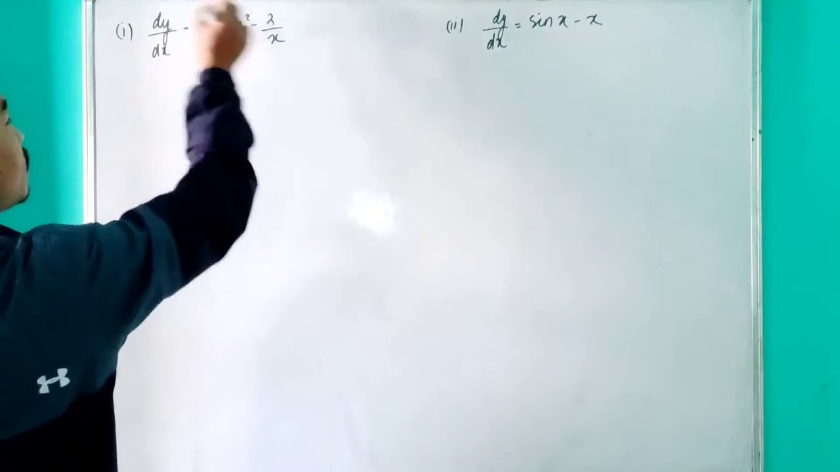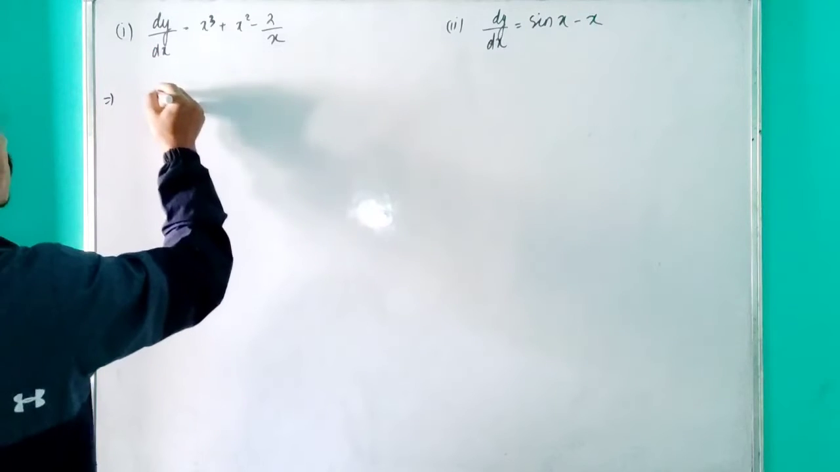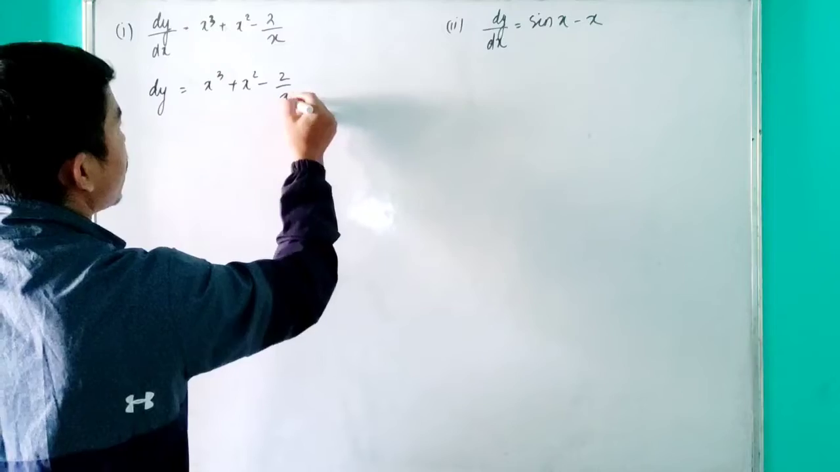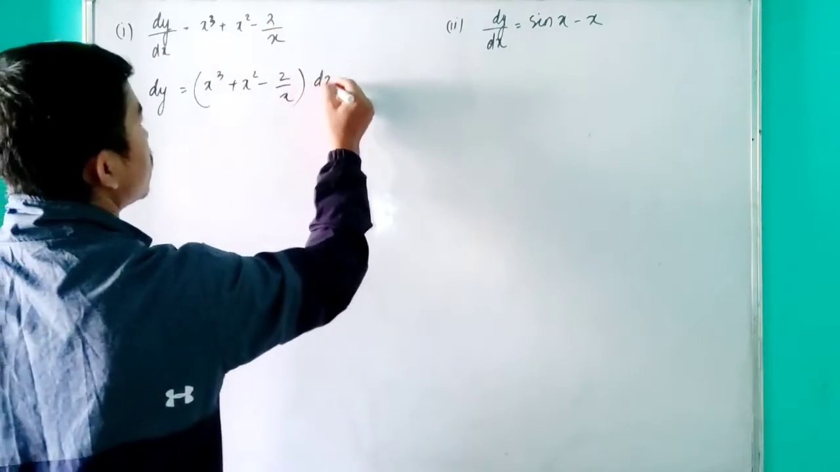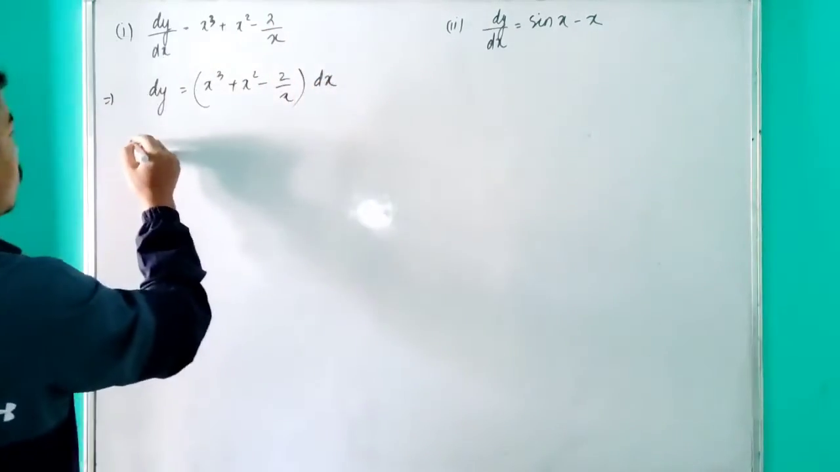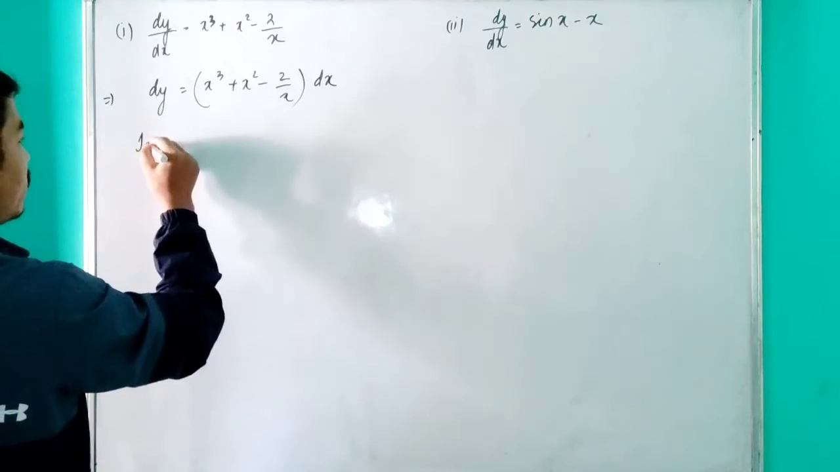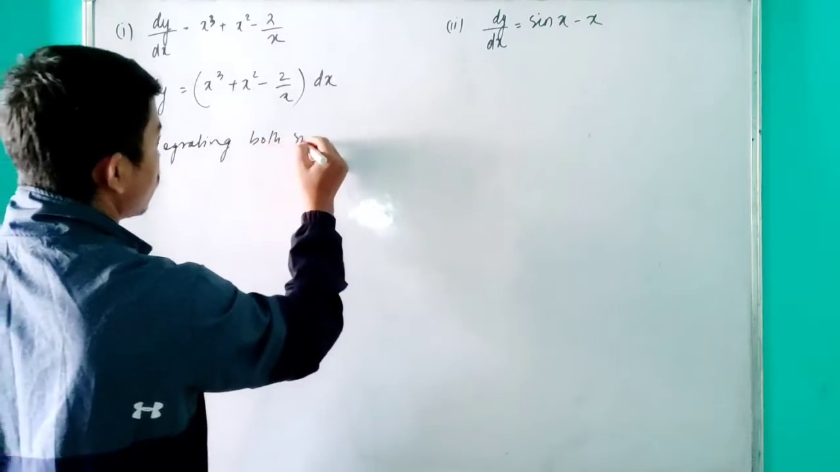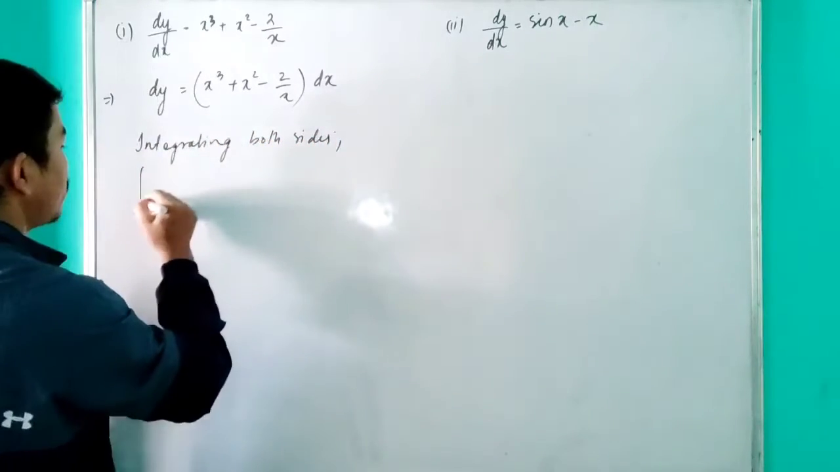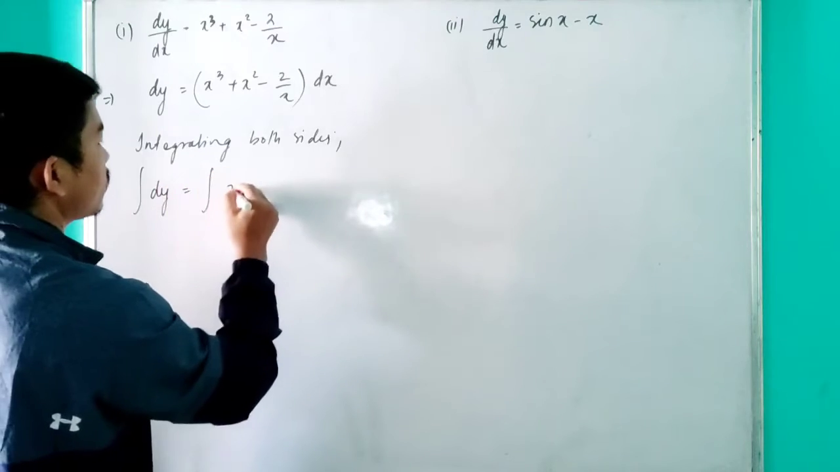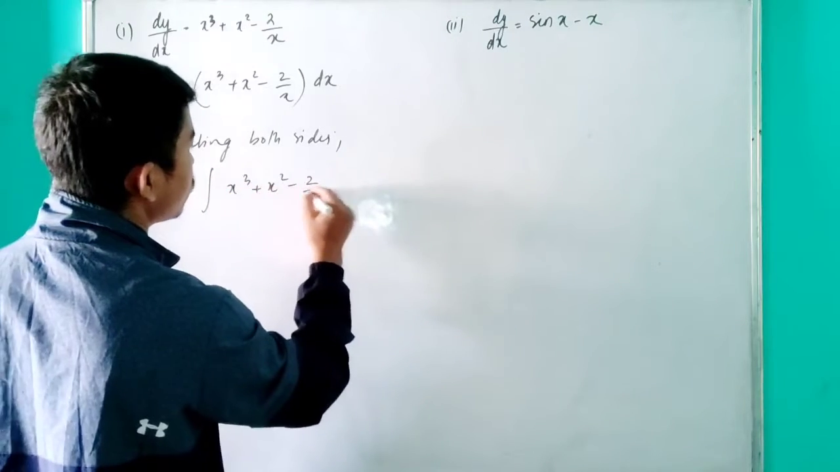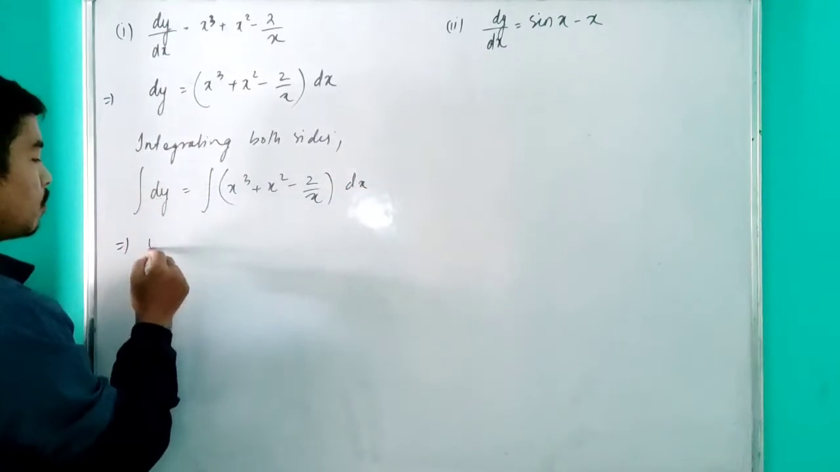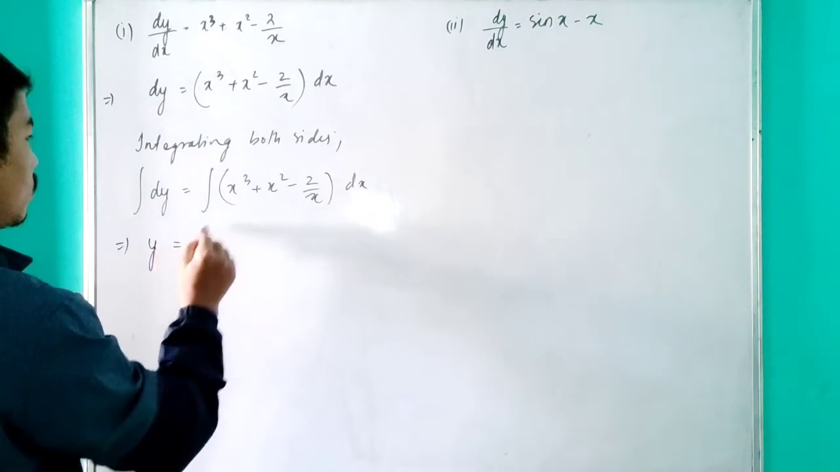So the given differential equation, arrange it in the form like this: dy equals x cube plus x square minus 2 by x, into dx. Once you get it in this form, we integrate both the sides. So it will be integration of dy equal to integration of x cube plus x square minus 2 by x dx. So the integration of dy will be y.